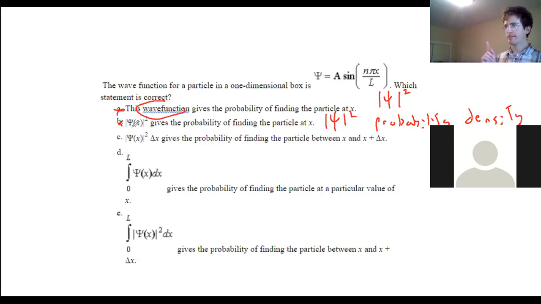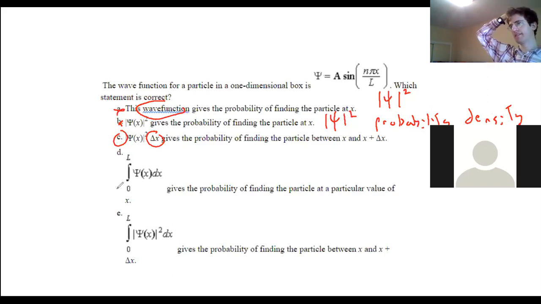C says that you take the probability density times a small size of a region, and it'll tell you the probability of finding the particle between some point and that interval. And this is correct. By definition, if you have a density, you multiply it by a volume, it gives you the amount. And because it's the probability density, it'll give you a probability.